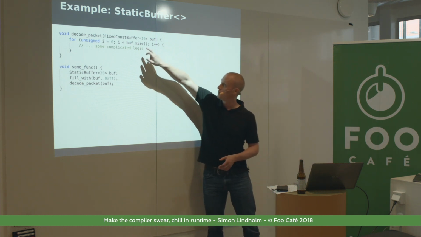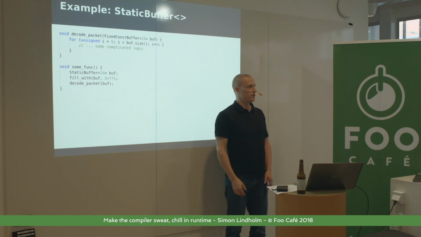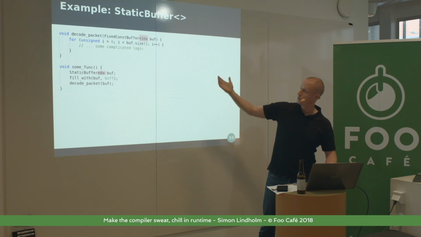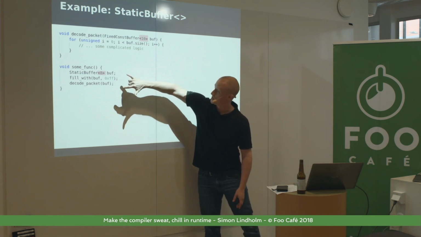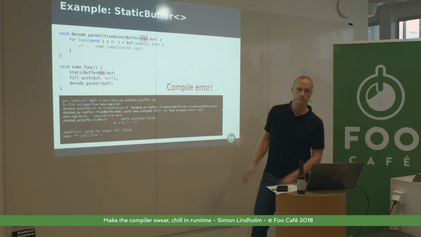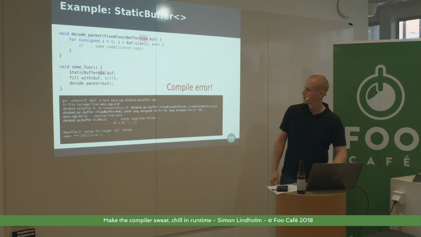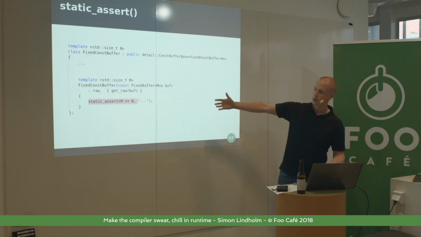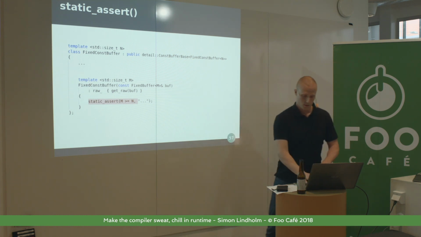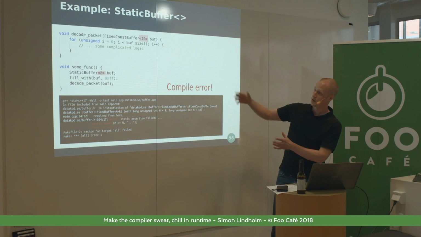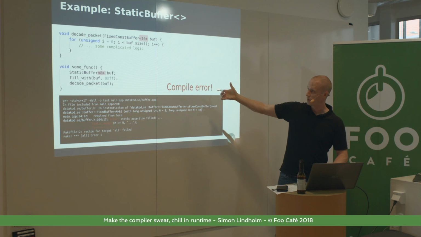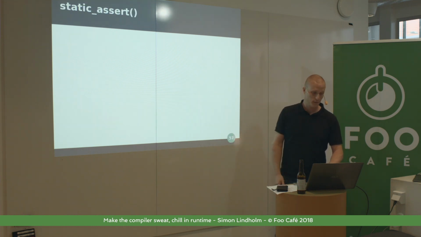So this is just a uint8 pointer to the data. But if you do something like this instead, where we have a static buffer which is smaller than that, then you will get a compile-time error, because in the constructor you have a static assert, so that runs at compile time. So if you have this where you slice things, you will get the error at compile time instead of at runtime.